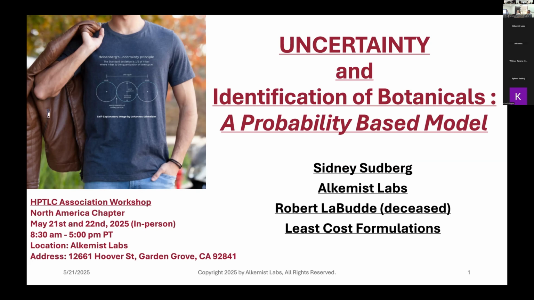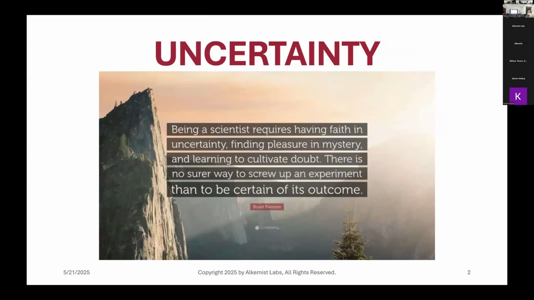Measurement, quantitative and qualitative, all have uncertainty. It's in our lives every day, everywhere. But as a scientist, being a scientist requires having faith in uncertainty, finding pleasure in mystery, learning to cultivate doubt. There is no surer way to screw up an experiment than to be certain of its outcome. So get real. Every measurement is different. That's why we take the mean and get an average. In your qualitative analysis of botanicals, you're doing exactly that.